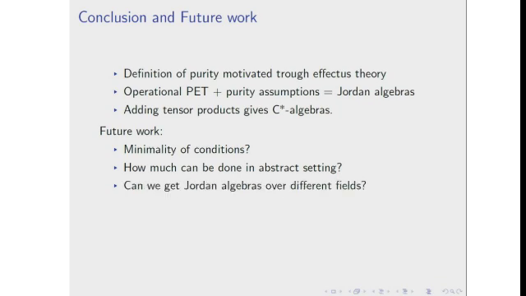Can we get Jordan algebras over different fields? If I don't have real numbers but have some other weird field, can I get Jordan algebras there? And can we do this in infinite dimensions, if I adopt the finite dimensional constraint? I'm almost there. So that's what happens soon.